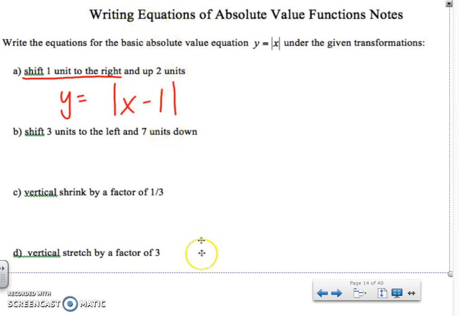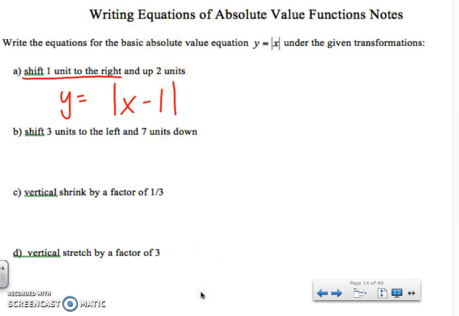Lastly, it says to move up 2, and we know that up 2 is going to go on the outside of your absolute value bar. And it didn't tell us anything else about the slope or opening up or down. So this would be our final equation. So y equals absolute value of x minus 1 plus 2. Okay, so why don't you try B on your own? Press pause, and then we will go over the answer.